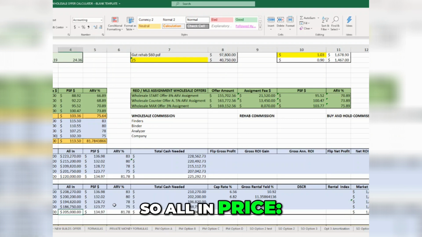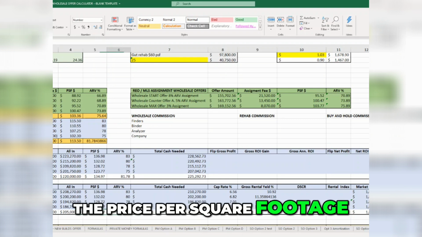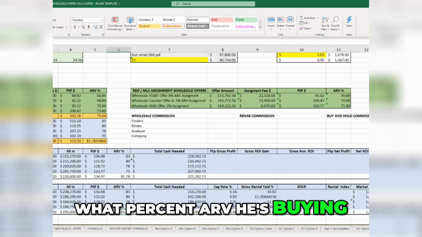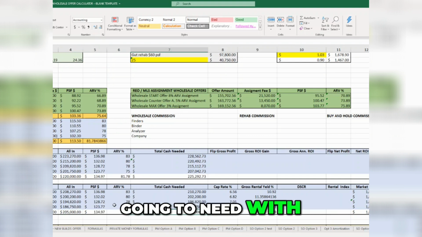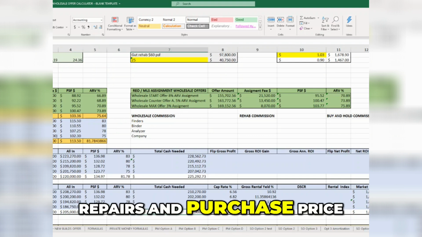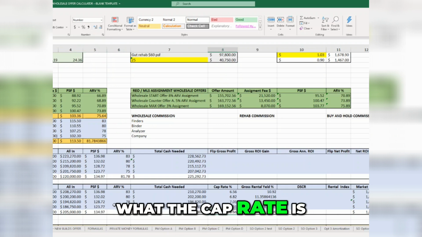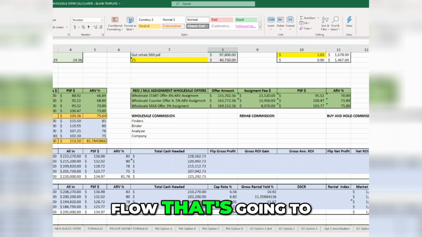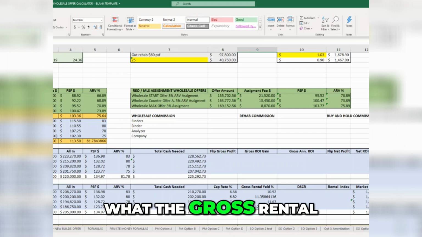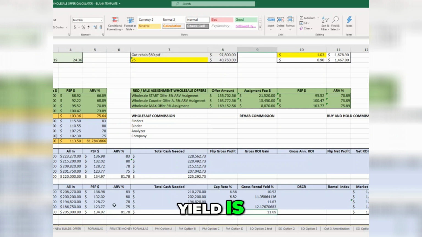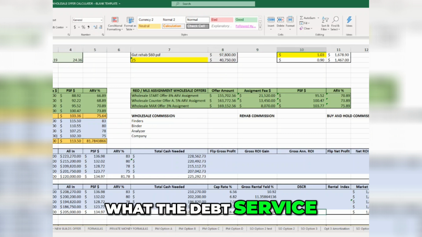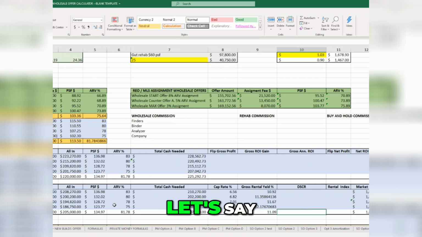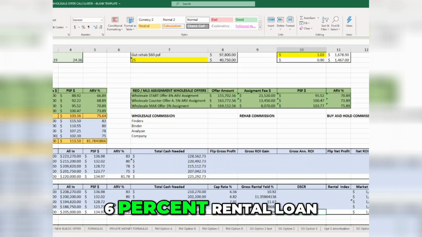So all in price, the price per square footage, what percent ARV he's buying, the total cash he's going to need with closing costs, repairs, and purchase price, what the cap rate is, that is the cash flow that's going to come in after all the expenses are paid, what the gross rental yield is, what the debt service coverage ratio is going to be if you had, let's say, a 30-year 6% rental loan on it. So I'm going to calculate that.